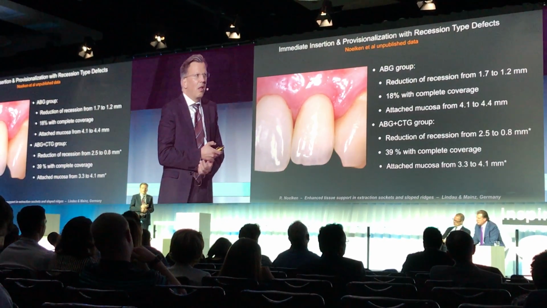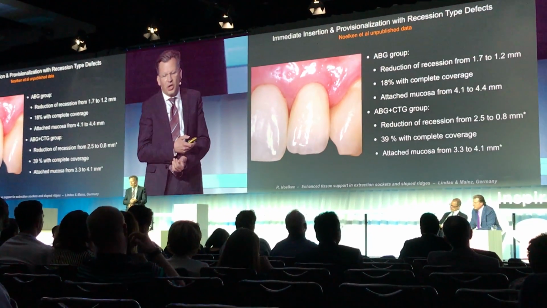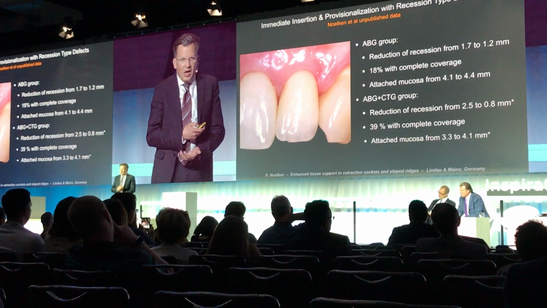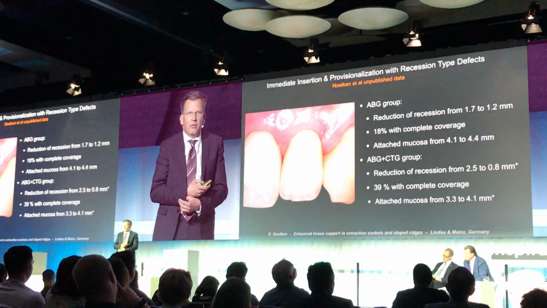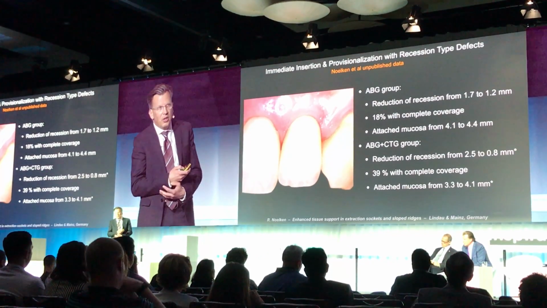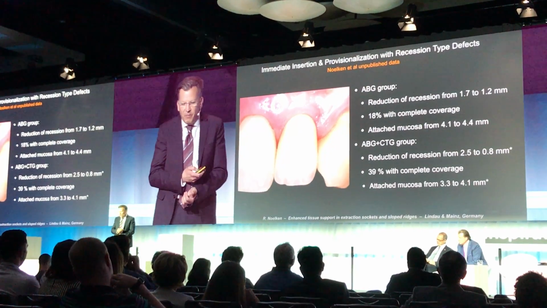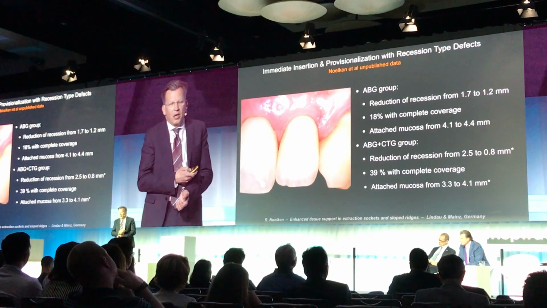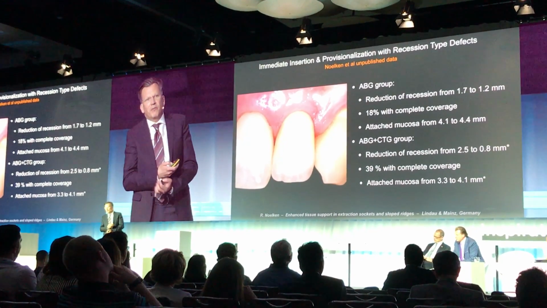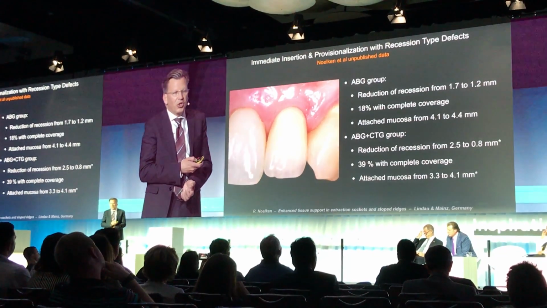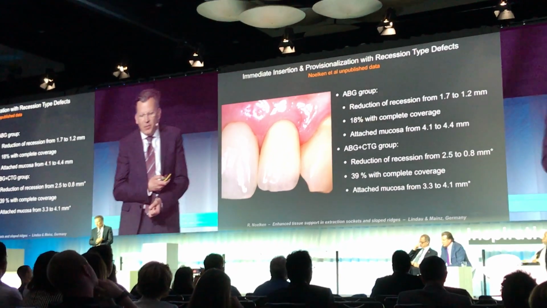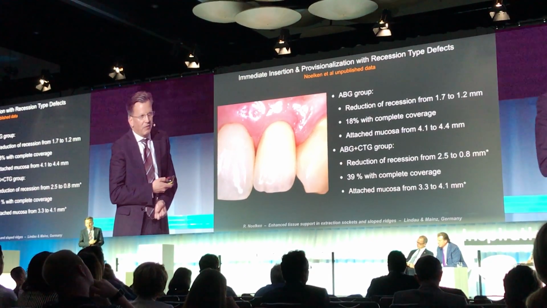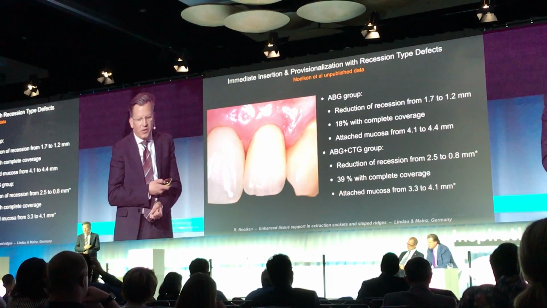So, the results of this study show that in the autogenous bone graft group, we have a reduction of the recession by about 0.5 millimeter. In the autogenous bone graft plus connective tissue graft group, we had a reduction of the recession by 1.7 millimeters, and in 39% of the cases, a complete coverage of the recession.